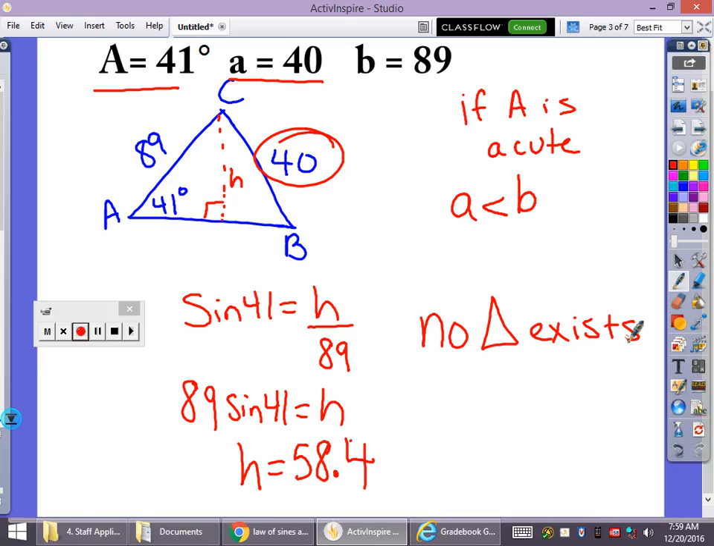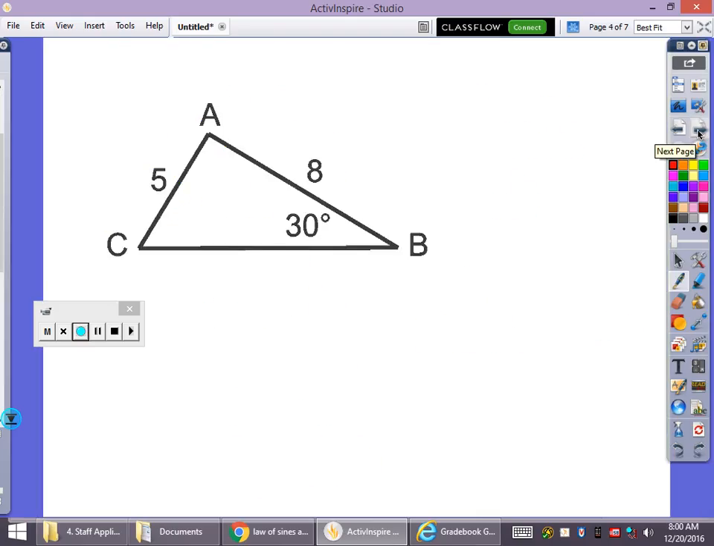Okay, so no triangle exists. So you stop solving. Everyone good? Good. Somebody said no. Question? Oh, you're still copying. Okay, I'm going to pause for a second. To recap, if A is acute and A is smaller than B, I have to test H. When I tested H, it was not smaller than A, so H was bigger than my A, so no triangle exists. Let's look at the next example.